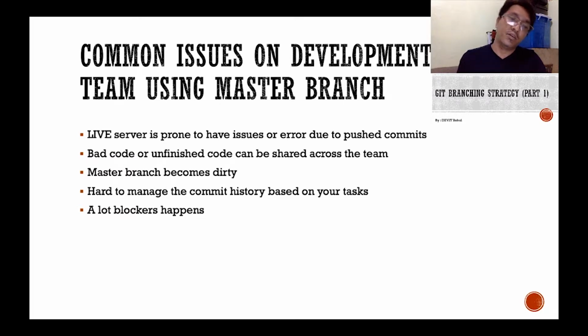And the last one, a lot of blockers happen. If one task is not finished yet and is pushed to the master branch, it might affect other tasks or other developers because the site is down due to a bad commit. So it will become a blocker for the other team. Okay? So those are the common problems. There's actually a lot of issues that might happen, but we will just tackle these 5 common issues in this video.